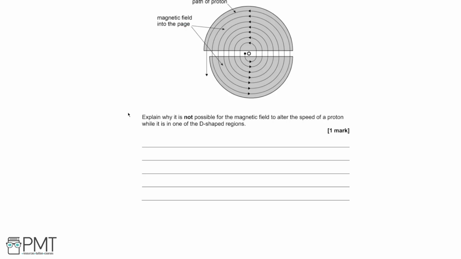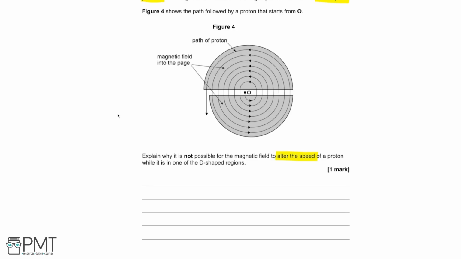The first part of the question then says, explain why it is not possible for the magnetic field to alter the speed of a proton while it is in one of the D-shaped regions. In order to answer this question, we need to consider the forces acting upon the proton. If we draw a force diagram, we have the proton, and now consider it, say, at this point here, point 1. Then we have the velocity going directly to the left, and we have the force, which we can work out from Fleming's left-hand rule, as going downwards.